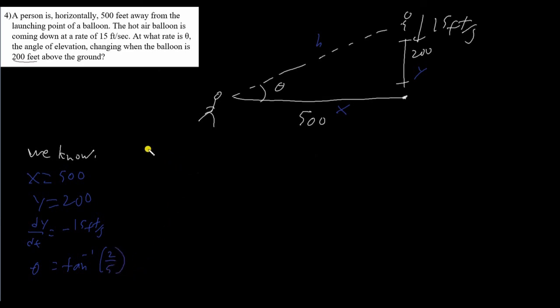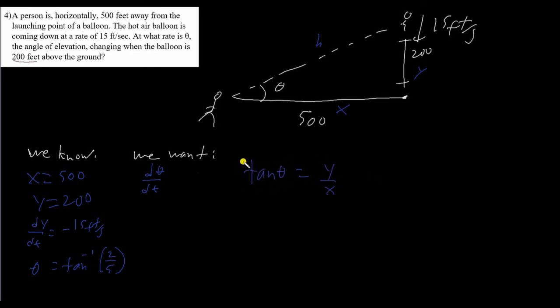And then we want to find the rate of change of the angle of elevation. So we want to find d theta/dt. Okay? So our next step is going to be writing an equation that relates the two variables. In our case, that equation is tangent of theta is y over x, right? We're relating these two, and we also have the variable we want to find.